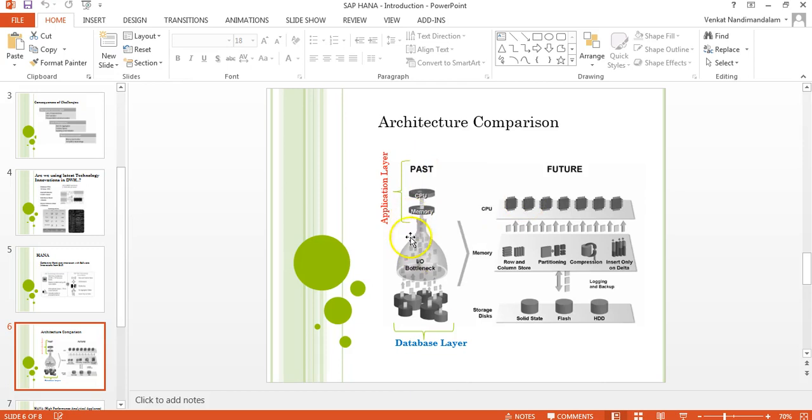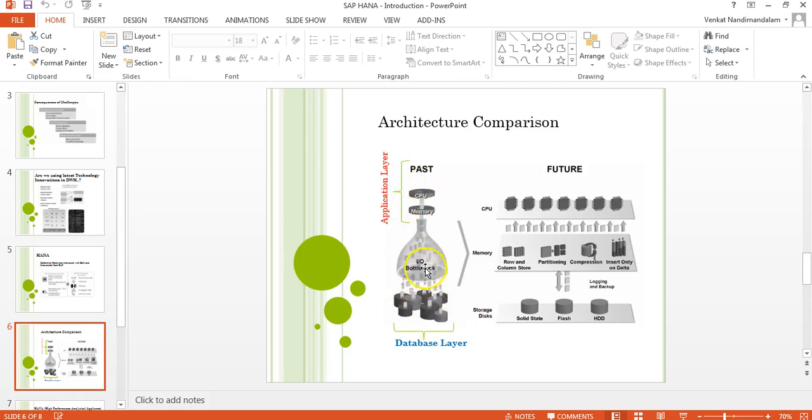So this is our traditional database and this is HANA. In our traditional database, you have got everything in your database. So these are your database objects, and you have got your application or your RAM here. If you want to do any operations, you have to bring data from here to here, do the operations here, then again push the data back to the database.